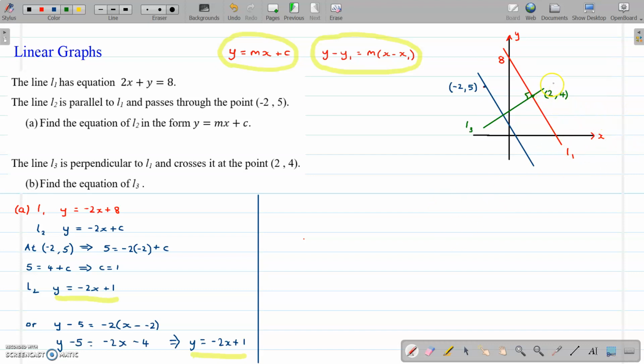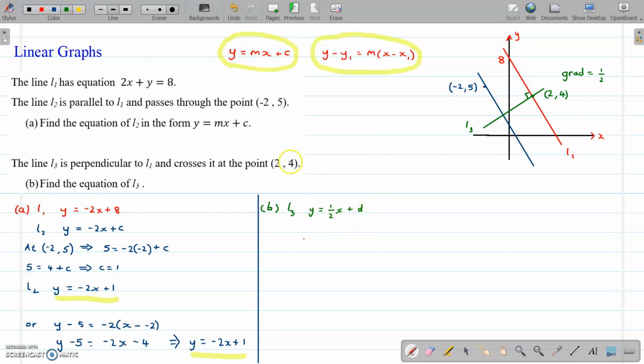Now, the gradient of L3 is the negative reciprocal of the gradient of L1. The gradient is the negative of 1 over -2, which is a half. Okay, so we know that the equation of the line L3 must be of the form y equals a half x, because the gradient's a half, plus some constant c. Okay, I'm going to use a different letter. I'm going to use D because I used C in the last question. It wouldn't matter, but it's better, I think, to keep it separate. So I'm going to call it D.